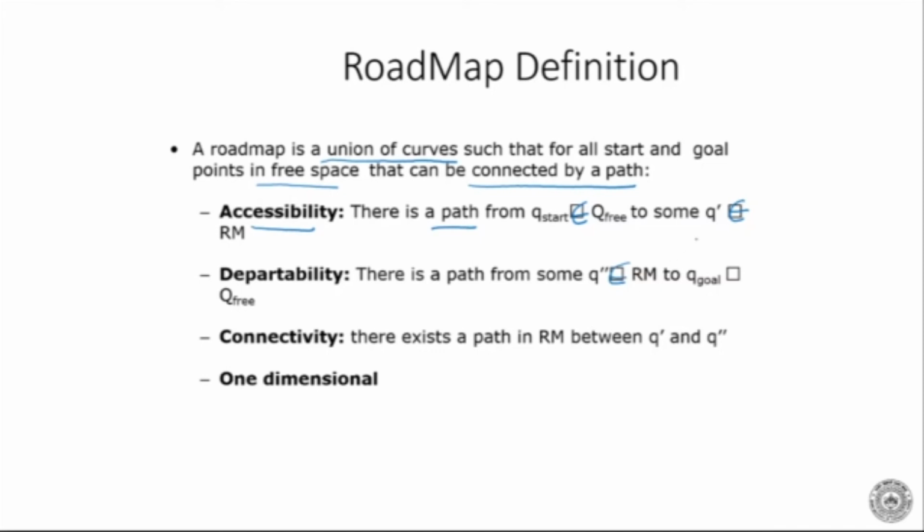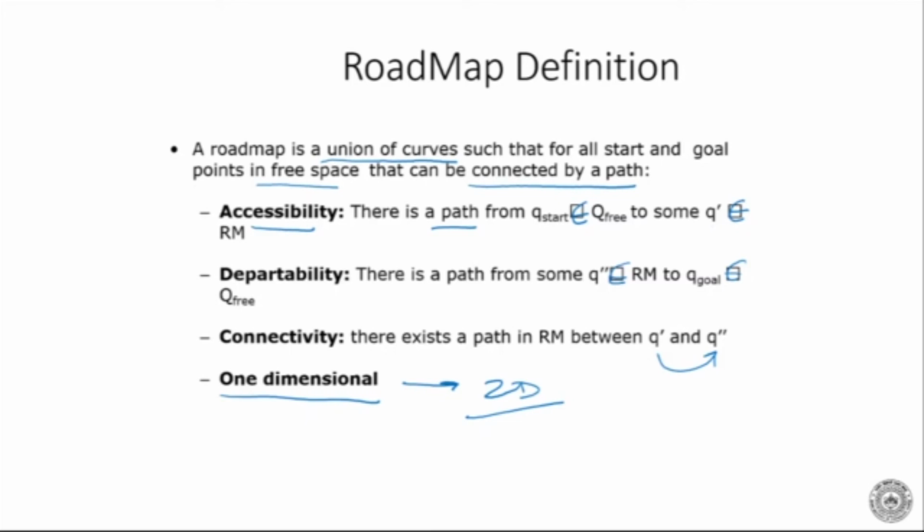So from Q dash it has joined at Q double dashed. Now from Q double dash, which belongs to the roadmap, to the goal, there is a free path. And connectivity: there exists a path in the roadmap between Q dashed and Q double dashed. Now please note this is one dimensional. A path is one dimensional in terms of topology, but to represent it you need 2D. But the path itself is 1D only.